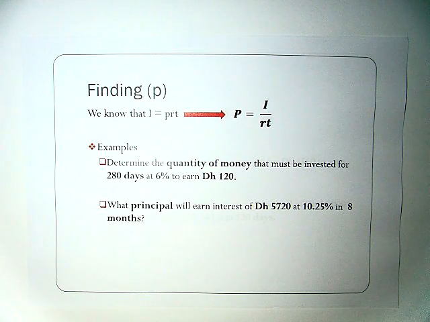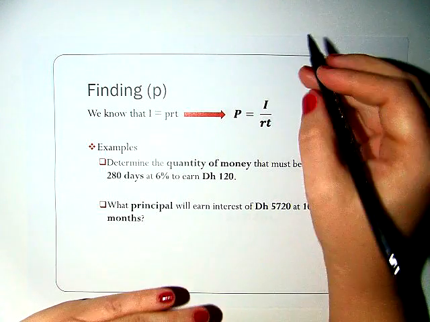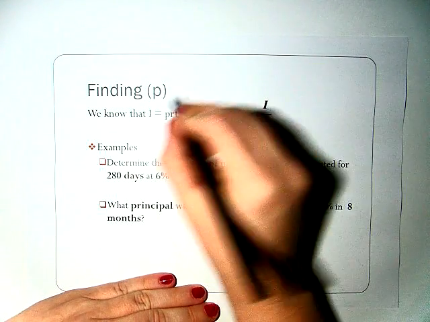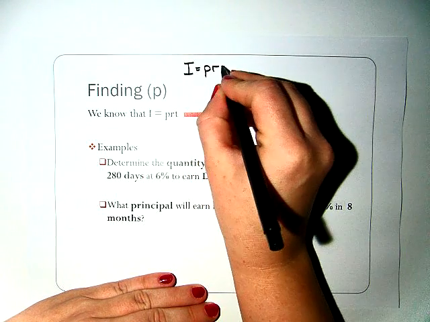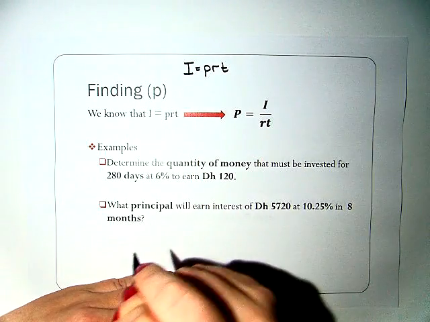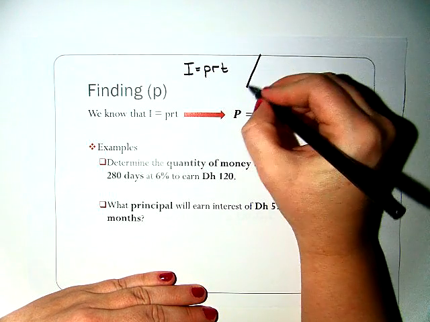Okay, the next thing we're going to do is look at what happens if we're missing one of the components. Now we know I equals PRT. That was one of the things we just talked about. So if we were to write this out, I equals PRT. We can actually put that as one of our triangle equations.